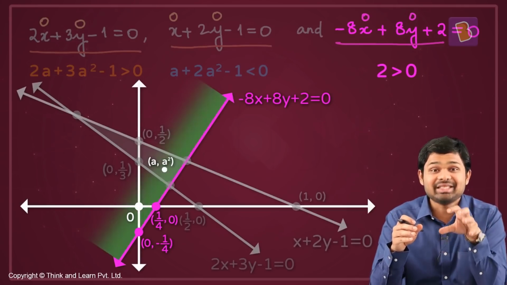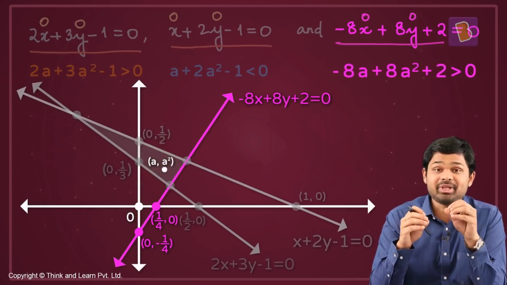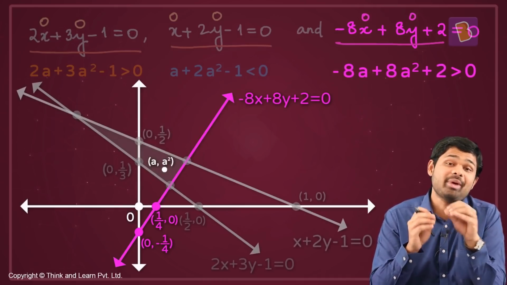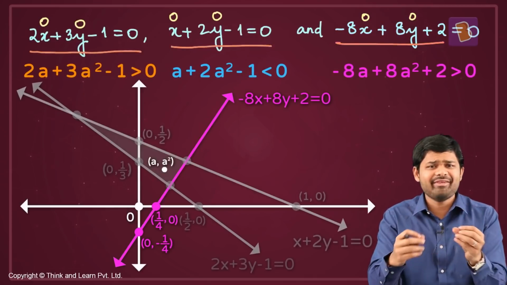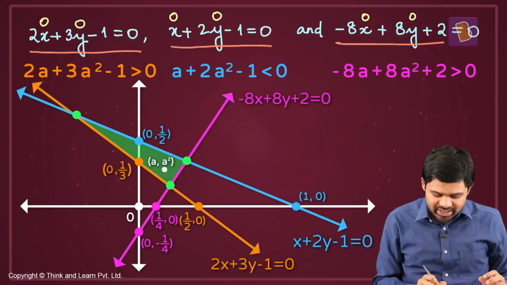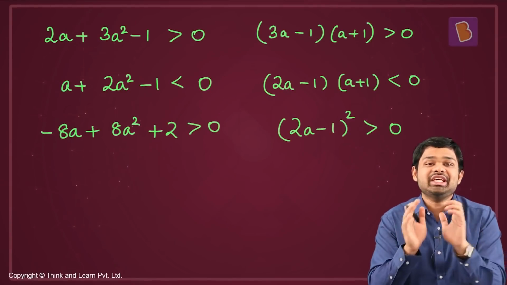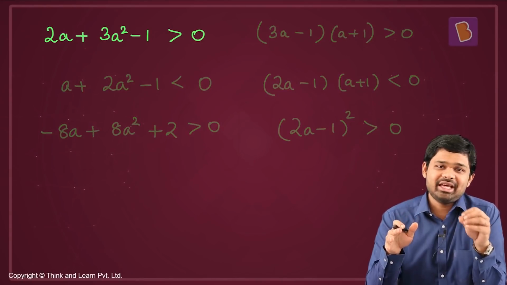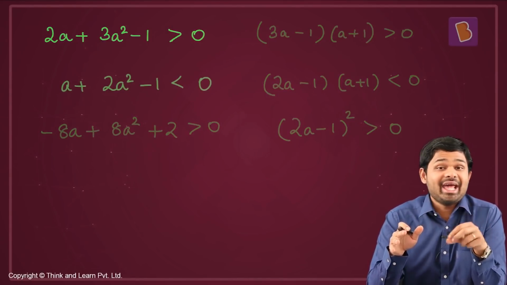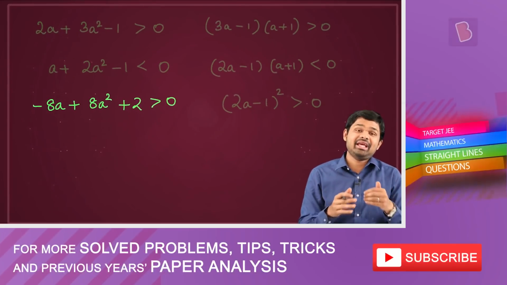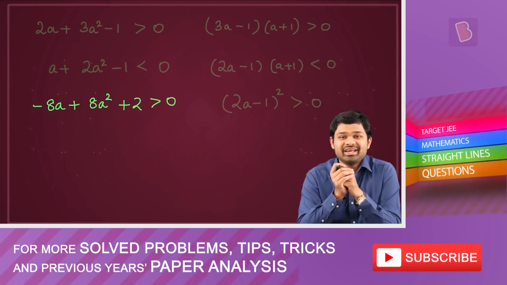So this means that minus 8x plus 8y plus 2 is greater than 0 is the region in which (a, a²) lies. So now plug in the value of (a, a²) for (x, y) in all the three inequalities, and here are the three inequalities which you have to solve simultaneously. 2a plus 3a² minus 1 is greater than 0, a plus 2a² minus 1 is less than 0, and negative 8a plus 8a² plus 2 is greater than 0.